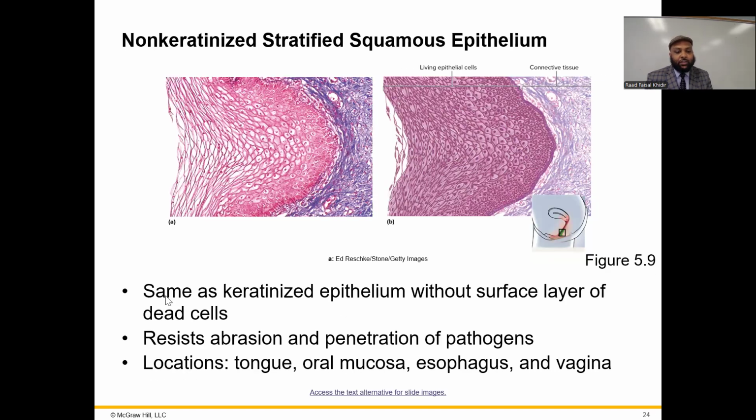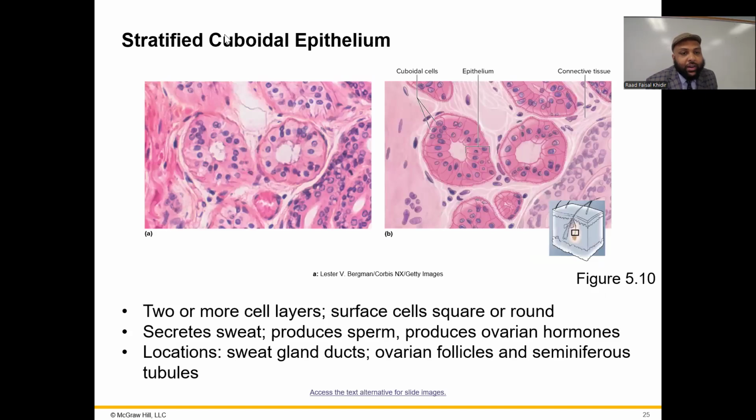The stratified cuboidal epithelium is made up of 2 or more cell layers. The surface cells are square or round. They secrete sweat, produce sperm, produce ovarian hormones, and the locations are the sweat gland ducts, the ovarian follicles, and the seminiferous tubules.